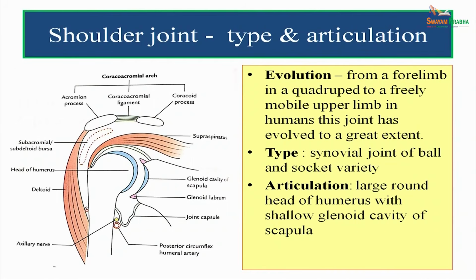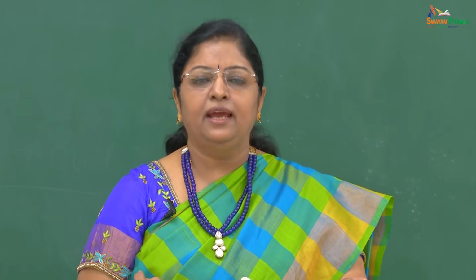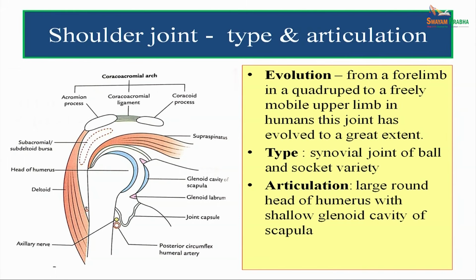It is a synovial joint lined by synovial membrane, and on the outside covered by a fibrous capsule. So it is definitely going to be freely mobile. At the same time, there is a ball and a socket involved in the formation of this joint. In the articulation, you have a large round head of the humerus articulating with the shallow glenoid cavity of the scapula.